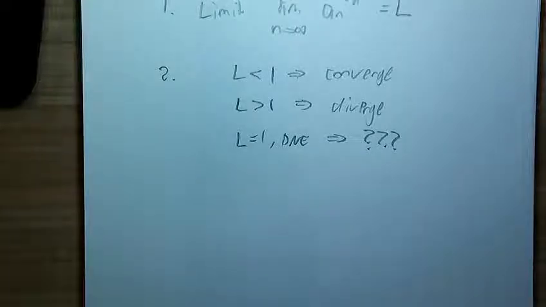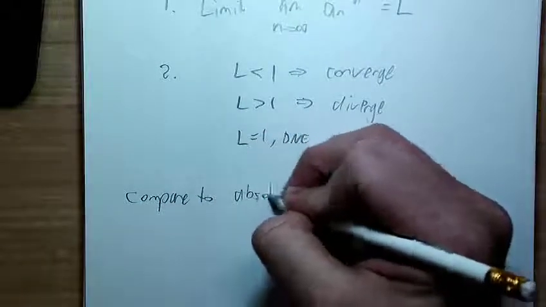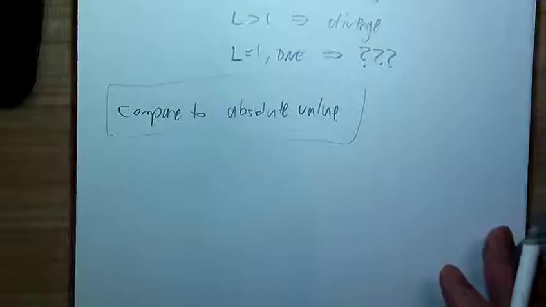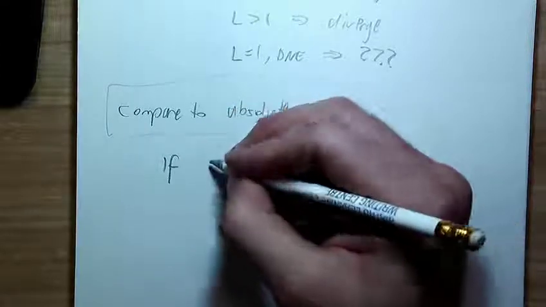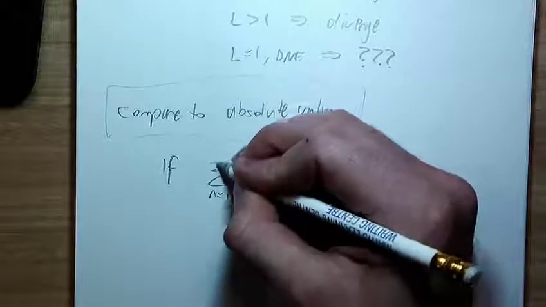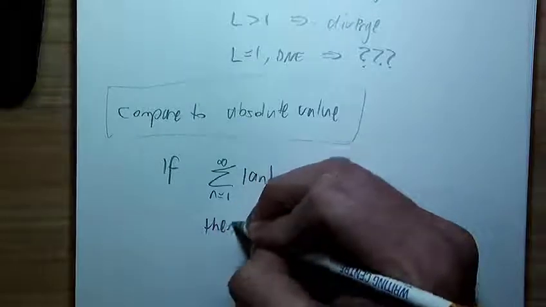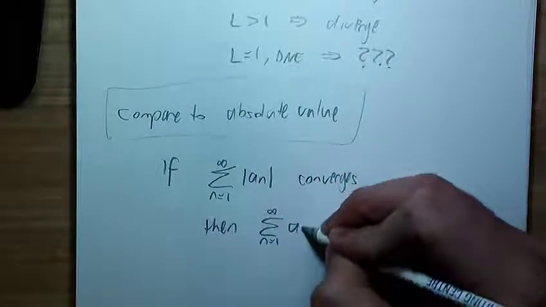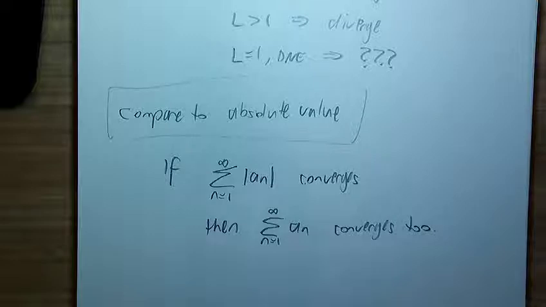So this isn't really an absolute value thing, and this isn't what it's called in your notes, but I'm going to call it that. Compare it to the absolute value. And the theorem, or the lemma, says that if the sum from n equals 1 to infinity of the absolute value of a_n converges, then the sum from n equals 1 to infinity of a_n converges too. So ignoring the fact that it flips between plus and minus 1, if you can tell it converges just from that information, then that's enough.